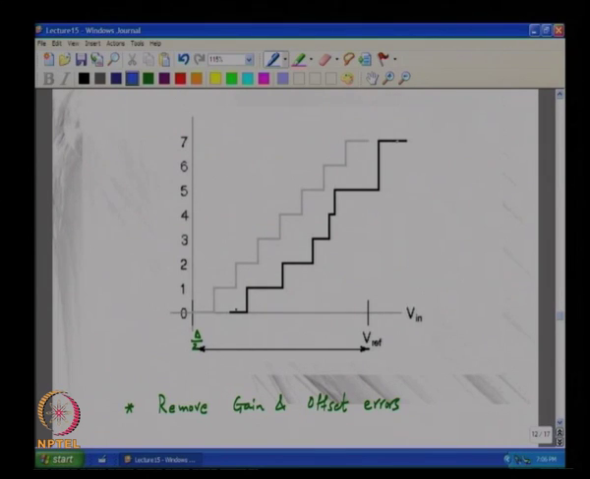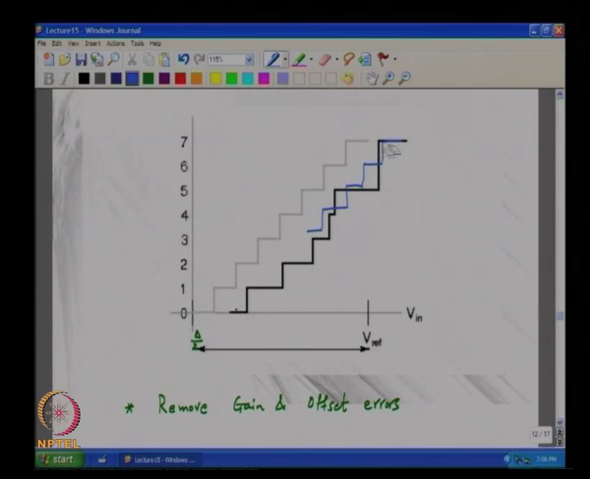In other words, you will probably get a modified something like this, where the step sizes are all the same. The ideal staircase now has an offset and a gain error which is exactly the same as the average gain of. Does this make sense at all? No?